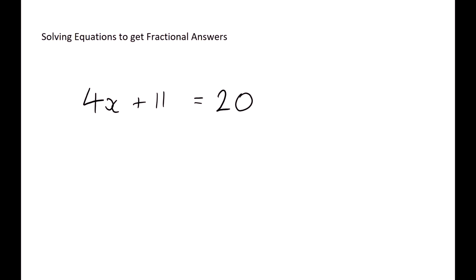Okay, this one is a bit harder, but nothing we can't handle. First step, get rid of the plus 11. To do that, we have to minus 11 from the 20. So 4x equals 9. Therefore, x is going to be 9 over 4. And again, it will always be the number on the right-hand side divided by the number next to the x. This number always stays on top, and this number will always go to the bottom of the fraction.